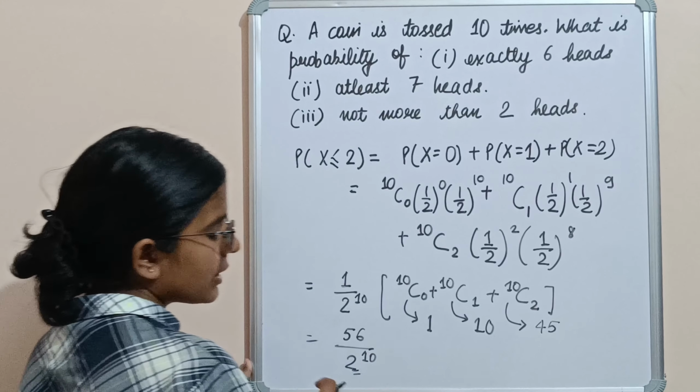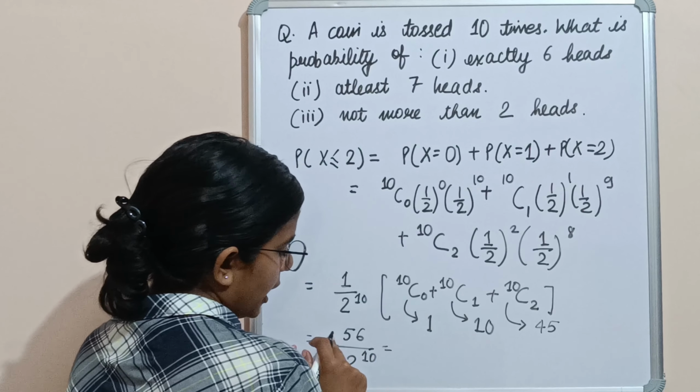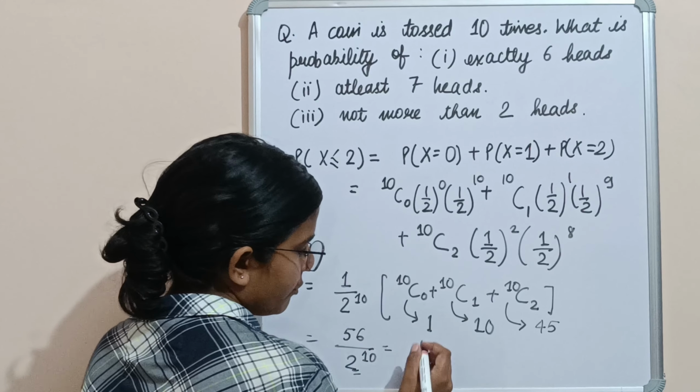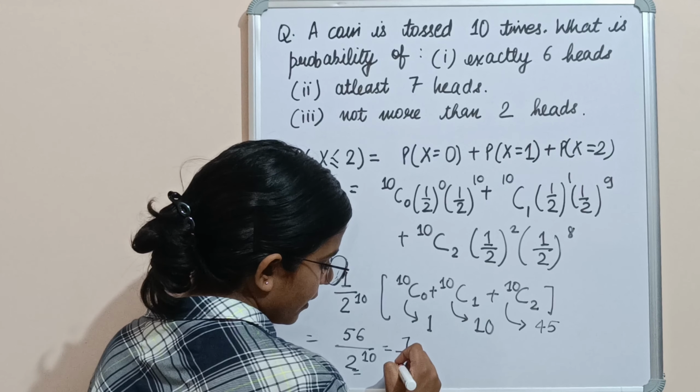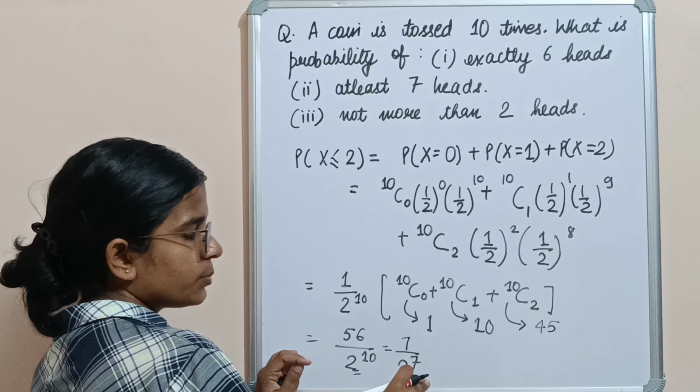This is our answer. We can also solve this further. So this will be 8 into 7, 56, so this will be 7 divided by 2 raised to power 7.